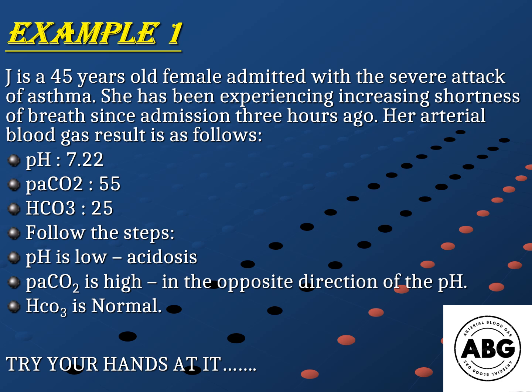The high PaCO2 indicates that the lungs are not ventilating properly, leading to a buildup of CO2 in the blood. Given that the patient has asthma and is experiencing shortness of breath, it's likely that the respiratory acidosis is related to her asthma attack. What type of acid-base disorder do you think J has?